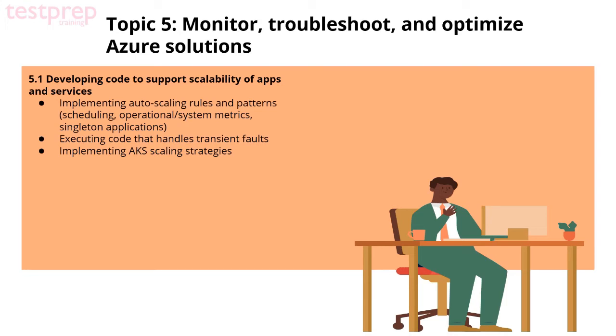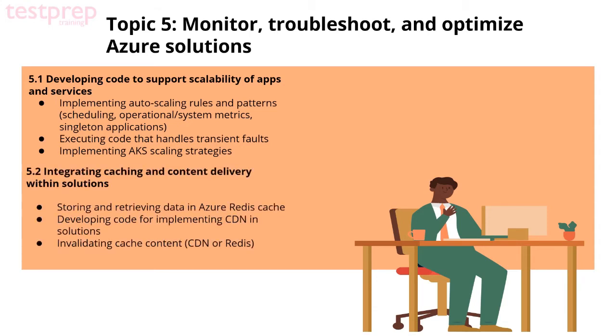Implementing AKS scaling strategies. Second, integrating caching and content delivery within solutions. It is divided into 3 parts. Storing and retrieving data in Azure Redis Cache. Developing code for implementing CDN in solutions. Invalidating cache content, CDN, or Redis.